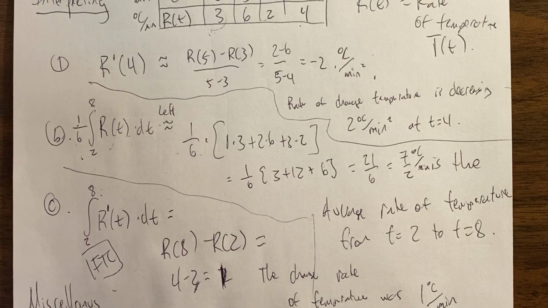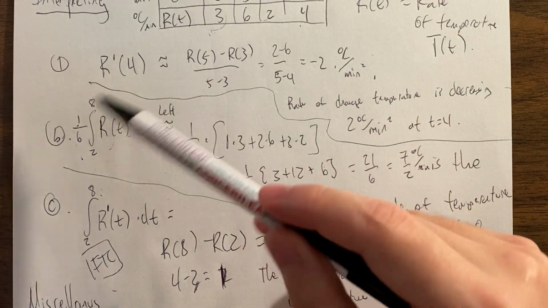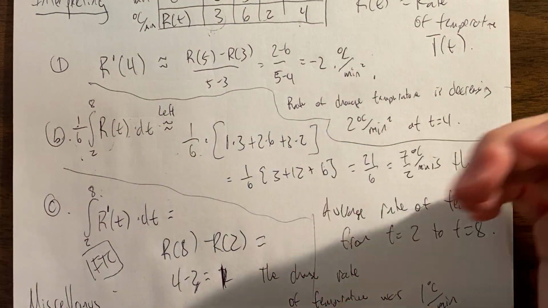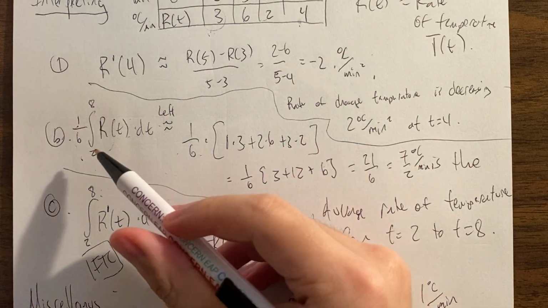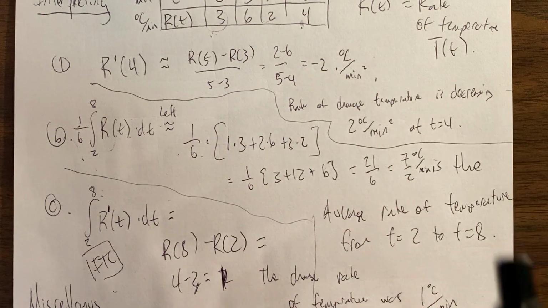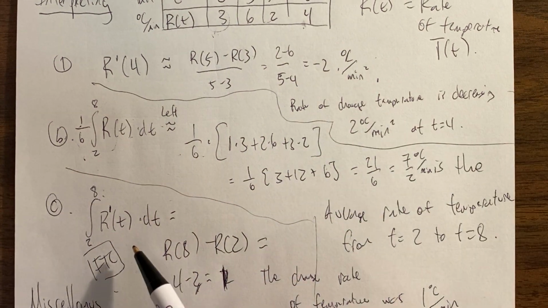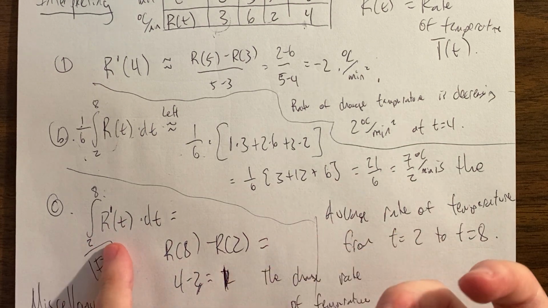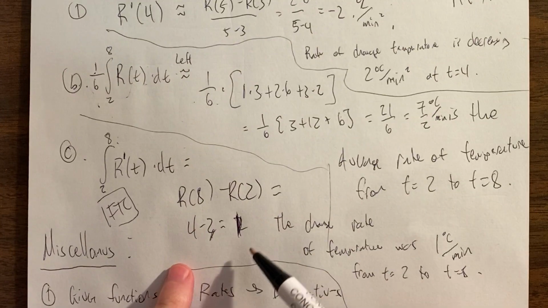So let's recap interpretations. When you have a derivative, it's going to be something, whatever it is, R in this case, is increasing or decreasing at this time. When you're doing 1 over b minus a times the integral, it's going to be the average of whatever is in the integral. And then when you're doing fundamental theorem of calculus, the integral of r prime, so here the integral of r prime is just r. It's going to be the net change of that thing.